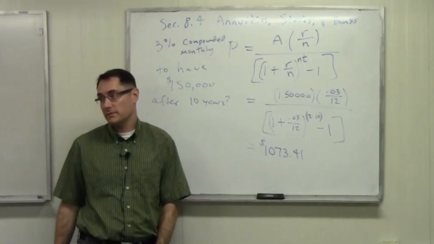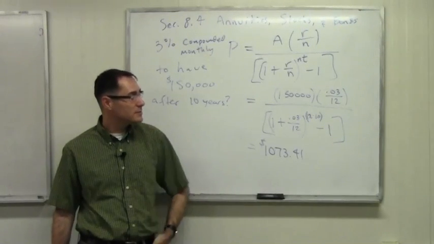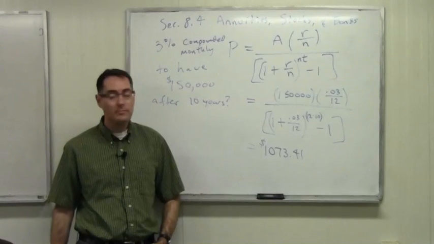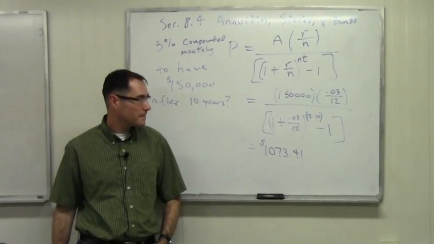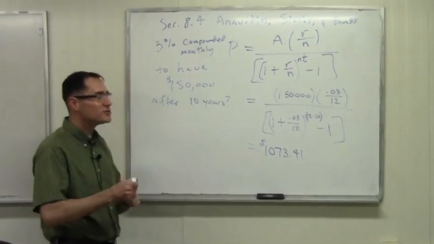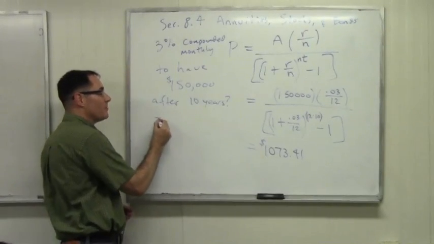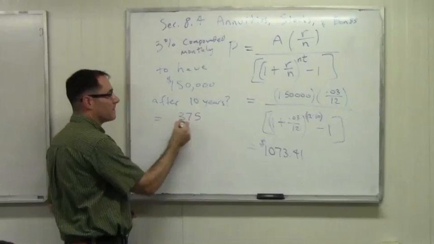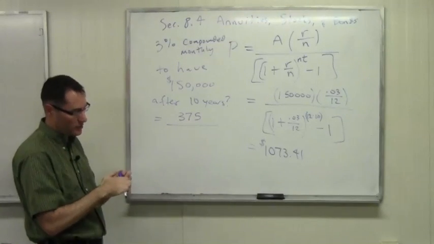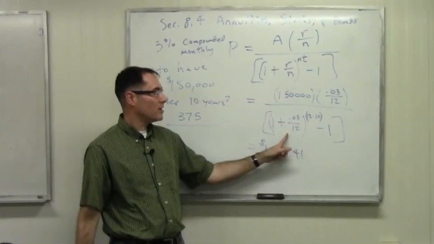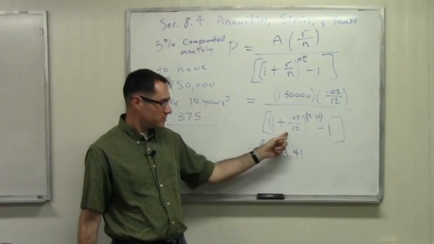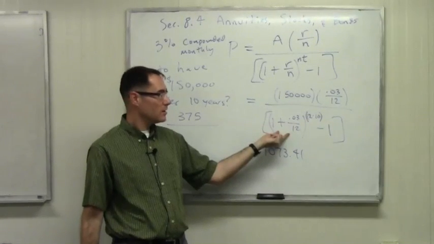Okay, so if I multiply 150,000 by 0.03 divided by 12, I get 375. Yeah, you do. Okay, so let's do this. Write that down. So then I put my 375 off to the side, because that's what I got for that stuff. Okay, good. All right, then I do my 1 plus 0.03 divided by 12. Okay. Right?